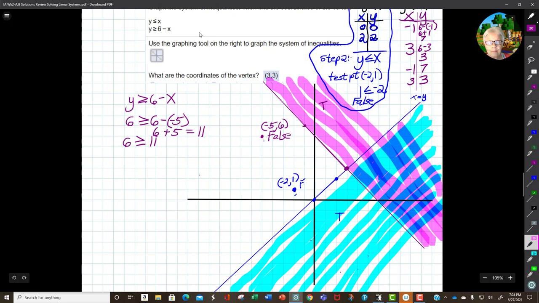Now, at this point, I know what the solution is to the inequality. It's this triangle in here. Yeah, it is. Because it's got to be where the two colors overlap. And that's in here.